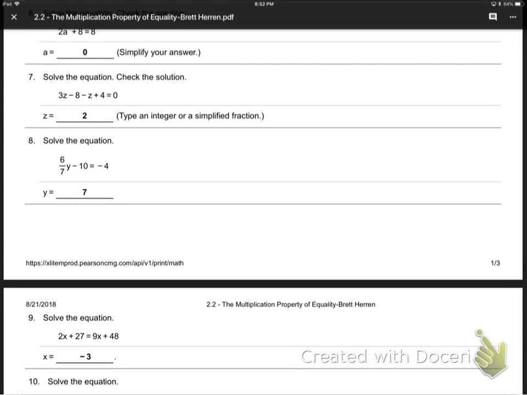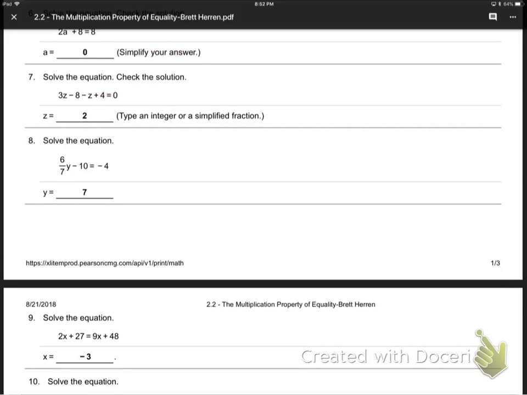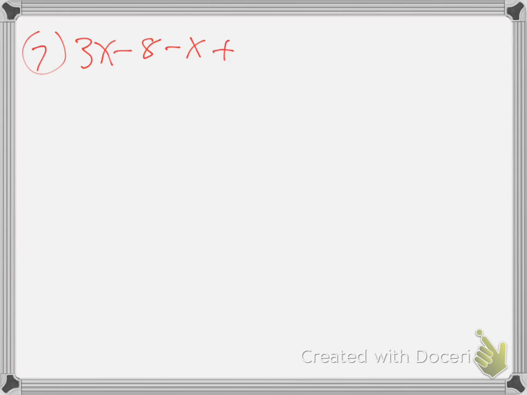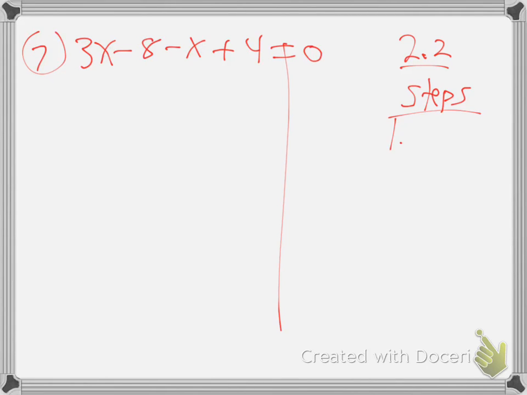So 3x minus 8 minus x plus 4 equals 0. That's 2.2, right? Yeah, we're still in 2-2. All right, let's try that one. So you know the deal. X wants to be alone. So remember the steps. Clear your parentheses. We don't have any parentheses. I'll write it out anyway. Clear parentheses. Do your adding, subtracting.